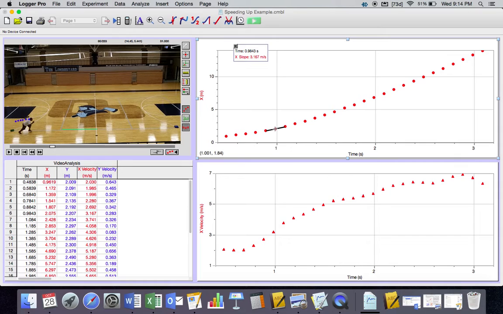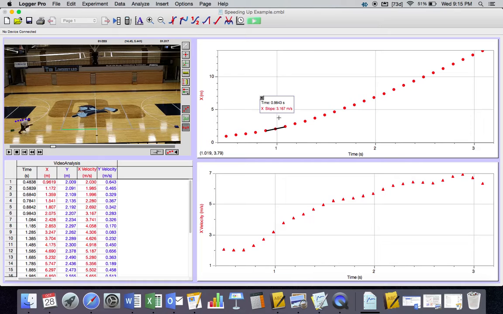And look at what it did. At different spots, it'll give me the slope. So what we can see is at 1 second, wherever the middle of the black line is, that's where it's measuring. At 1 second, the speed right there is 3.167. We see it right there. Okay, 3.167 meters per second.